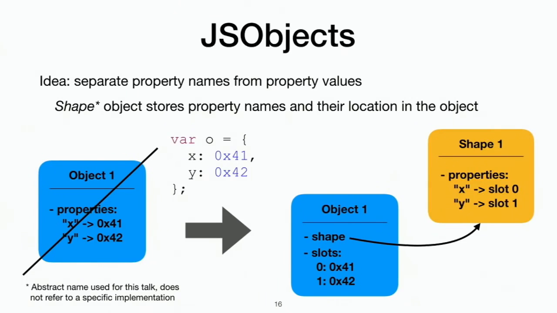And these integers are being used as indices into basically a dynamically sized array of values associated with every object. Okay, so let's say you wanted to look up the property x on this object. What you would do is first go to the shape. Then you could see that property x is stored at slot 0. Then you go back to the object, go to the slots array, and then you find the value 41. So that's how it works.